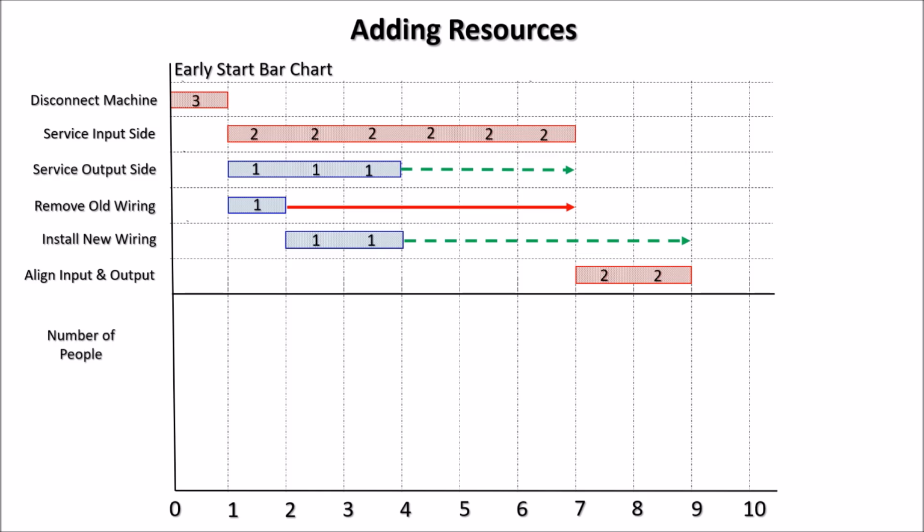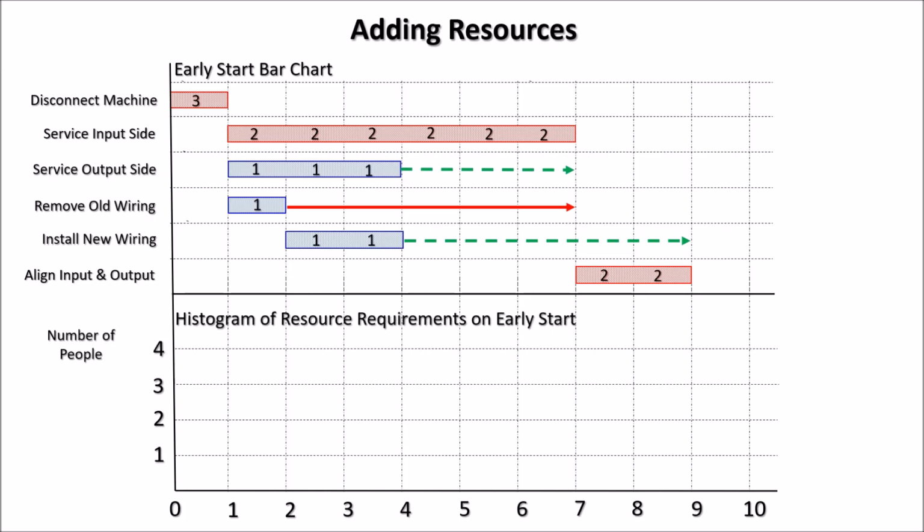Now we're in a position where we can create a graph showing us how many people we require for each time slot. That is called a histogram of resource requirements on early start. And in order to do that, we go to each one of those time slots in turn and add up the number of people required for that time slot.